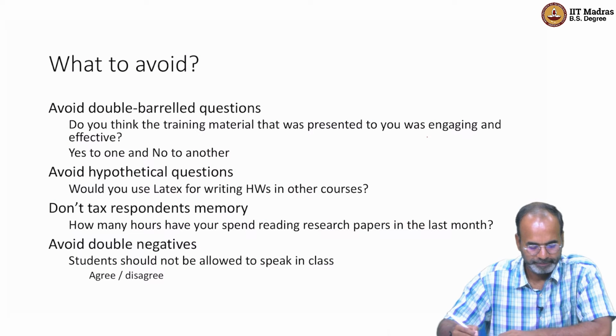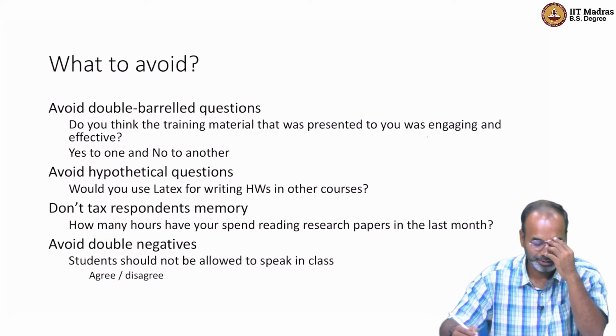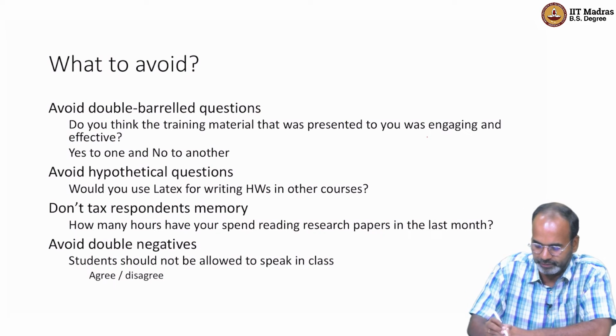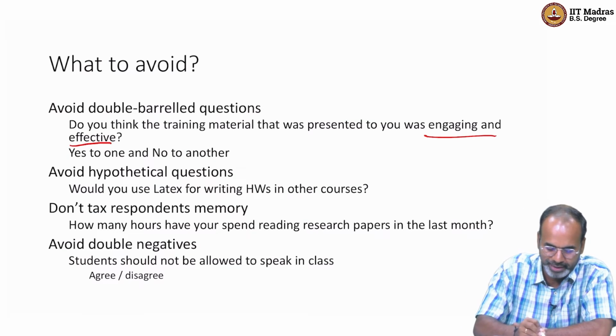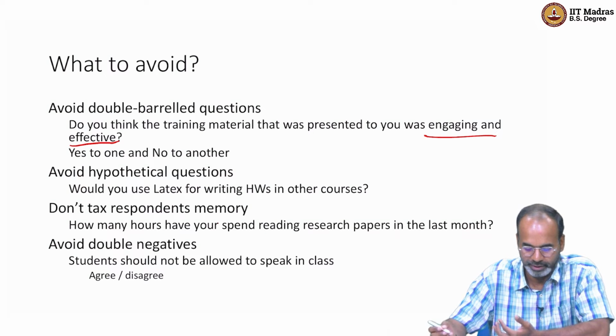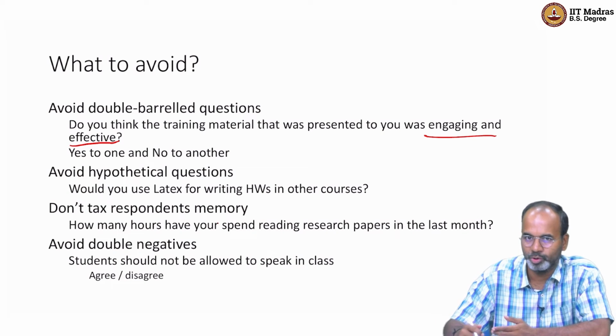What to avoid? Avoid double-barreled questions. Double-barreled questions are, for example, do you think the training material that was presented to you was engaging and effective? So essentially this is double-barreled, because if they say yes, are they saying yes for engaging or effective? Or if they say no, are they saying it for one or the other or both? It's not clear. Avoid this type of question.